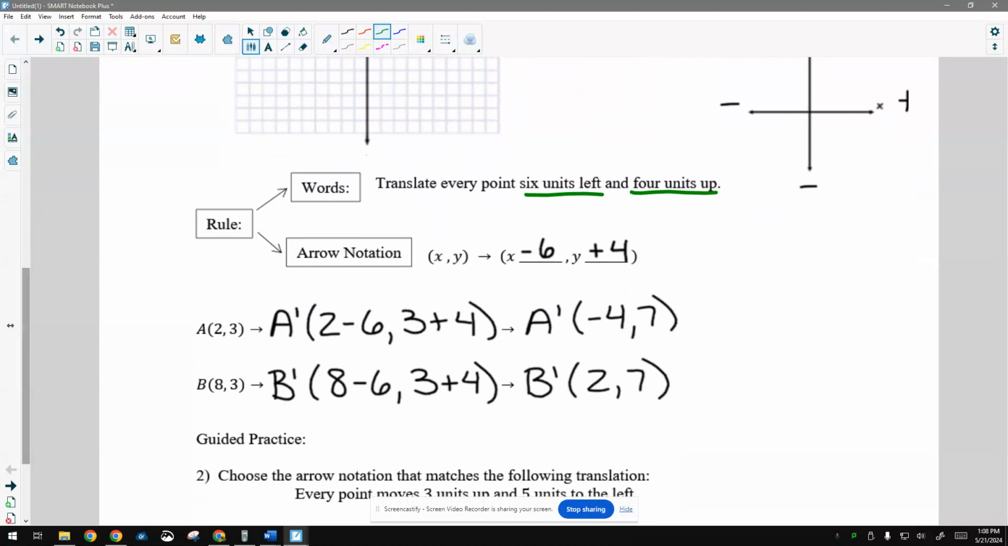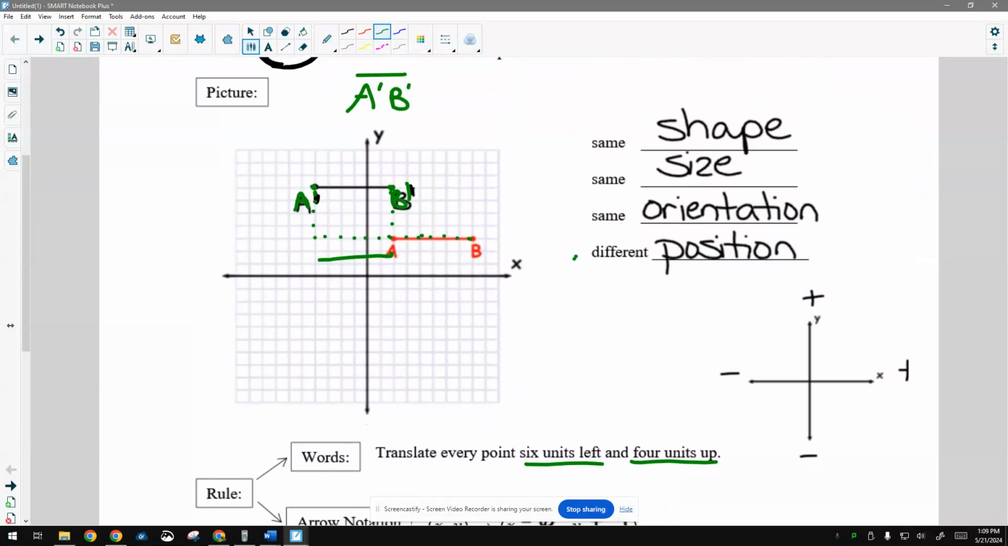I'm going to prove it to you that it works. So this point A was the point 2, 3. This is the point negative 4, 7. Everyone okay with that? All right.